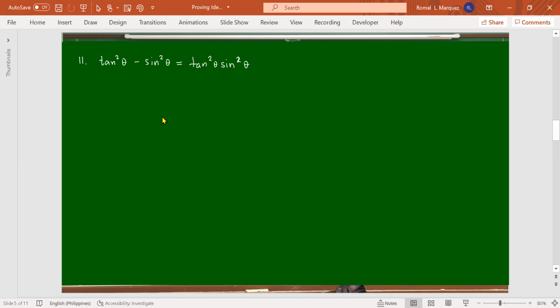So let's see if these are really equal, this left and right. Okay. We can work on any side, okay? I think they have the same level of form, no? So let me work on the left side and express this as a product.